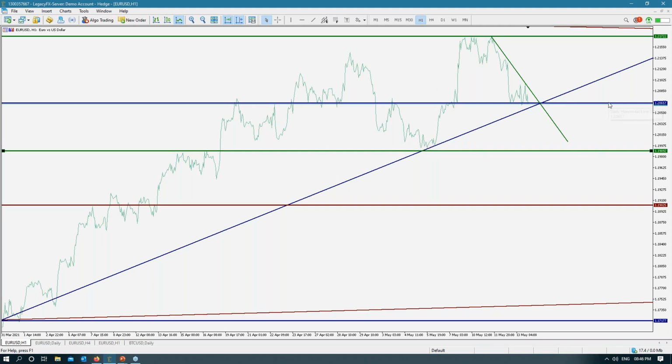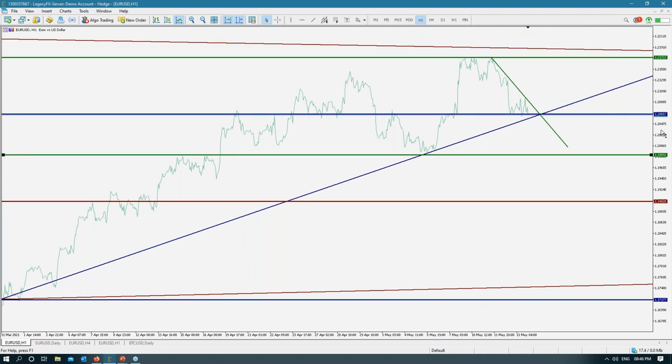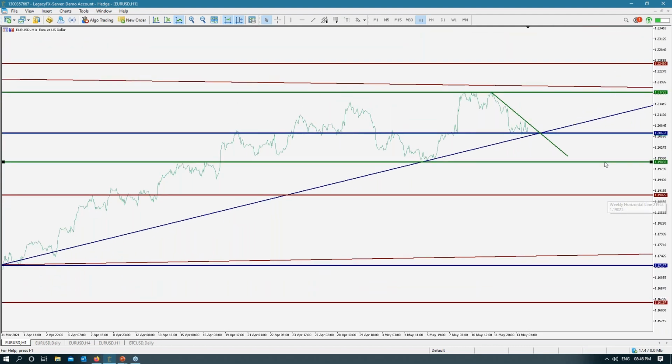Slapped into it, bounced off of it, and consolidation. And again, blue, green, red. Here it was red, green, blue, and they're in the middle. That makes sense. The smaller time frames are going to be in between the higher time frames. This is why you do top down.